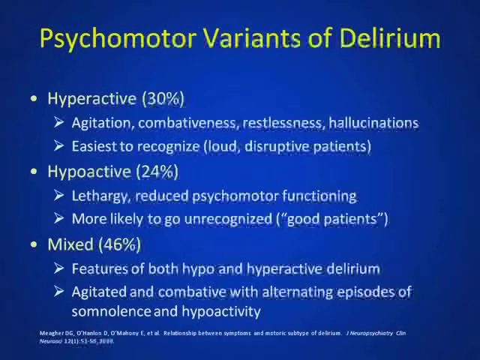And the mixed type of delirium, which is about 46%, have features of both hypo and hyperactive delirium. They're agitated and combative with alternating episodes of somnolence or hypoactivity.